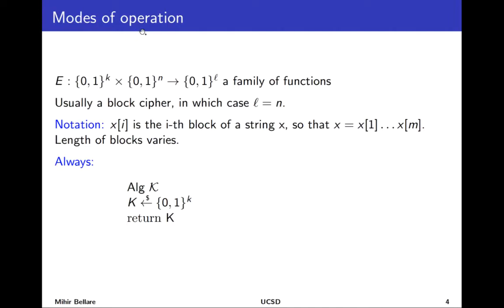What we're talking about here are called modes of operation because they are ways of building symmetric encryption schemes on the back of families of functions or block ciphers, and they're referred to more specifically as modes of operation of E or of the block cipher. That isn't the only way to perform encryption, but it's the most common and widely used way.